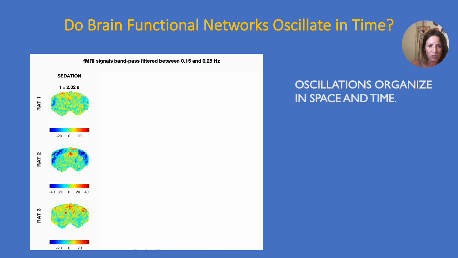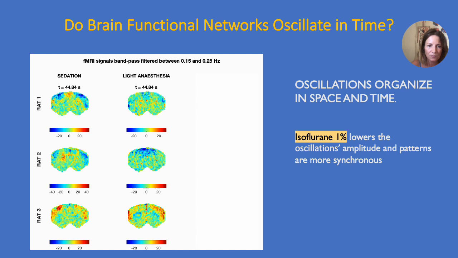Now I will show you the consistency across different animals. We see in the sedated condition, I'm showing here 3 rats. Here I put a bit broader range of frequencies, between 0.15 and 0.25, but we clearly see that these patterns of activity that switch between positive and negative values with respect to the mean are consistent across the 3 rats. Now, if we add a bit of isoflurane, we see that these patterns are changed.